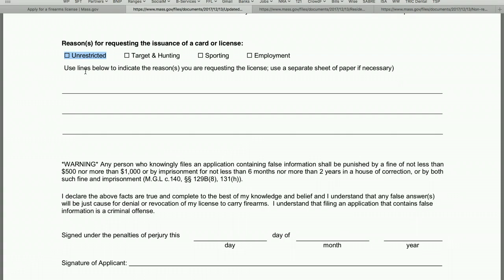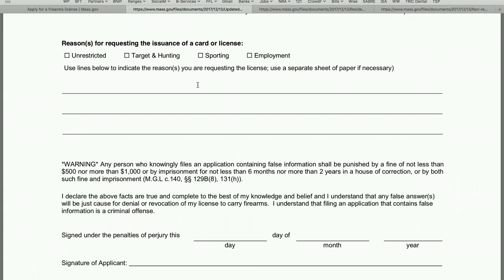Okay. So people will ask you for reasons to indicate what you're asking for. Okay, so you want personal protection outside the home. If you say, hey, I want to protect myself in the home, you're gonna get target and hunting. Target and hunting will allow you to carry a firearm when you're at the range and when you're hunting. So if you live in Boston like I do, how many of y'all are going out hunting? Not many people are going out hunting in Boston, so make sure that you don't select that. So personal protection outside the home. What else do you want to do?